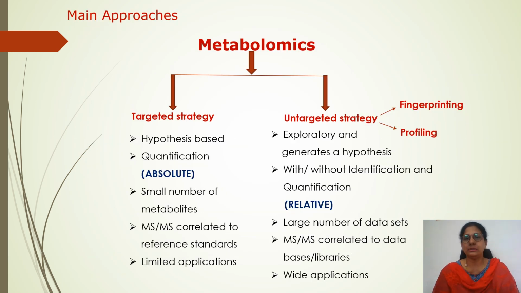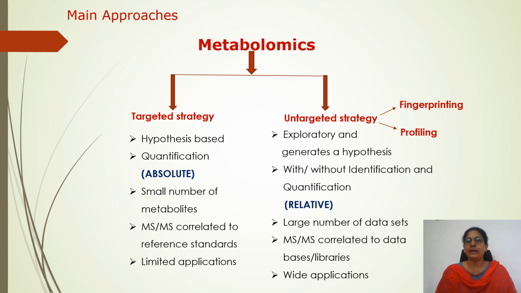And moving to what kind of strategies are there? Metabolomics is an integrated word, so we want to divide it into different aspects for easy understanding. The main approaches of metabolomics can be classified into two: targeted strategy and untargeted strategy. Coming to targeted strategy, it is hypothesis based, and quantification is absolute quantification, and only a small number of metabolites can be analyzed by using this strategy. And MS/MS correlated to reference standards is possible, and it has limited applications.